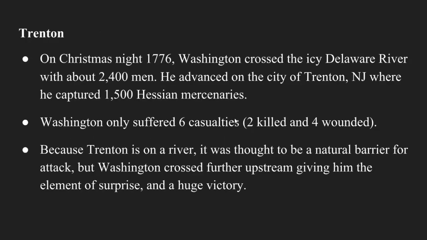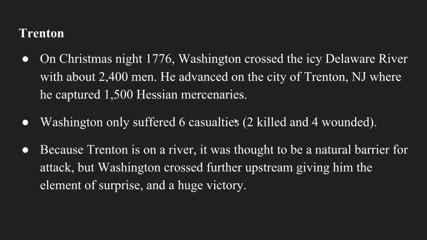First up is the Battle of Trenton. Christmas night, 1776, George Washington moves his troops across the icy Delaware River with about 2,400 men. He advances on the city of Trenton, New Jersey, where he captured 1,500 Hessian mercenaries, which were essentially paid fighters for the British Army. Washington only had 6 casualties.